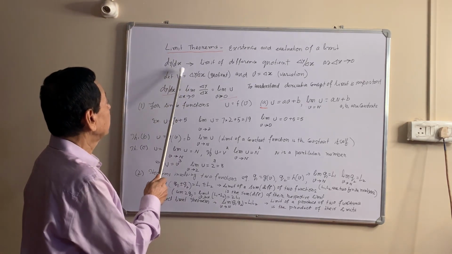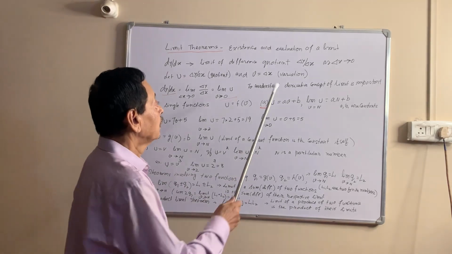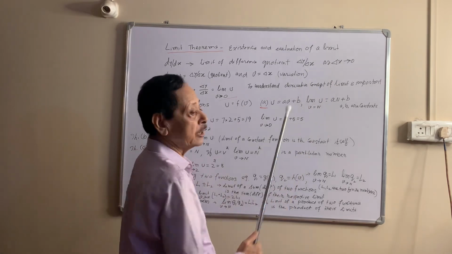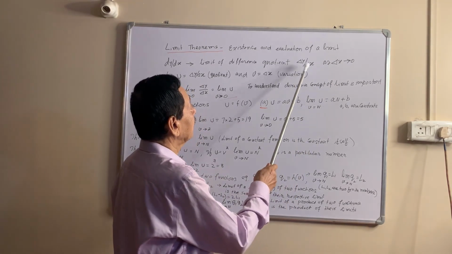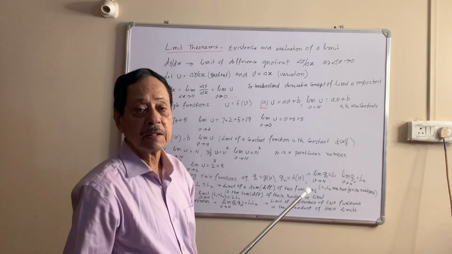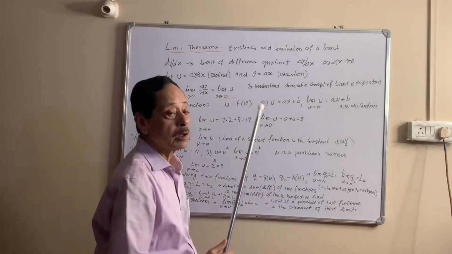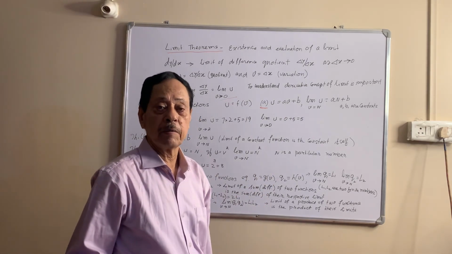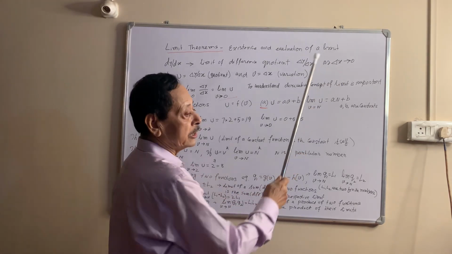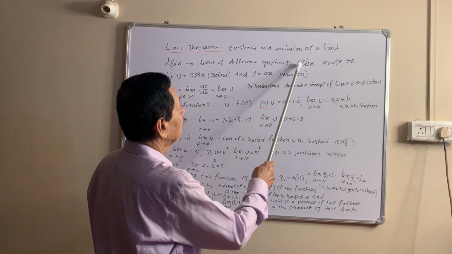So dy by dx is the limit of the difference quotient, delta y by delta x, as delta x tends to 0. Delta y by delta x means the change in y, the dependent variable, due to a very small change in the independent variable, that means the variation. So when delta x tends to 0, very small, almost 0, what will be the change in y?